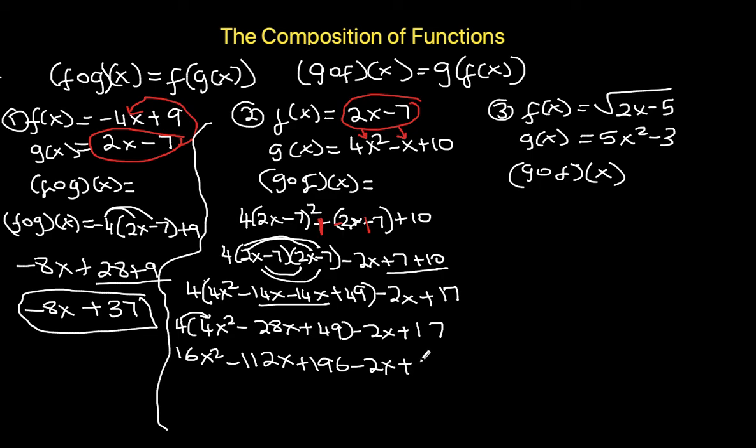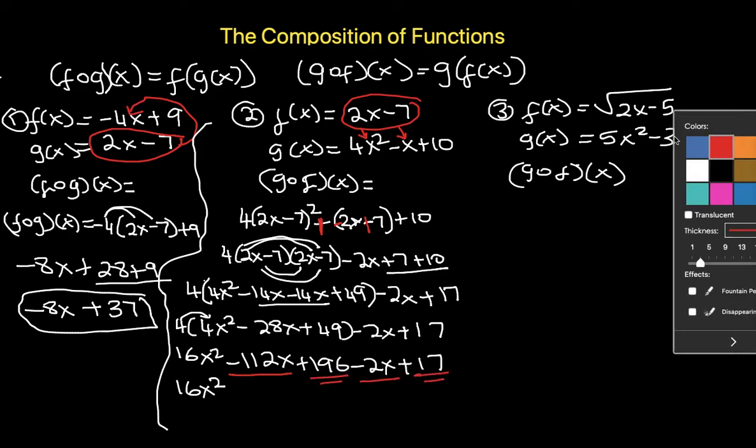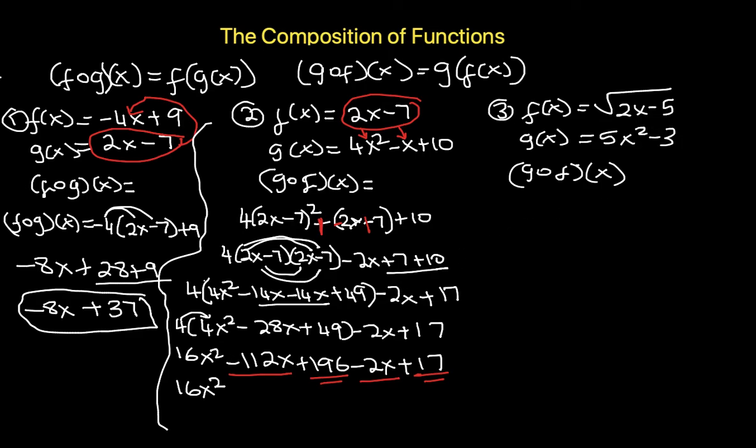This one was kind of a long one. Now I'm going to combine my like terms. Okay, let me underline them. I have negative 112x minus 2x, and then I have this one and this one. Uh-oh, did not mean to do that. So negative 112 minus 2 is negative 114x. 196 plus 17 is 213. And that's as far as you can go. You don't need to factor or anything. Don't get that confused. You just plug in and then you simplify.